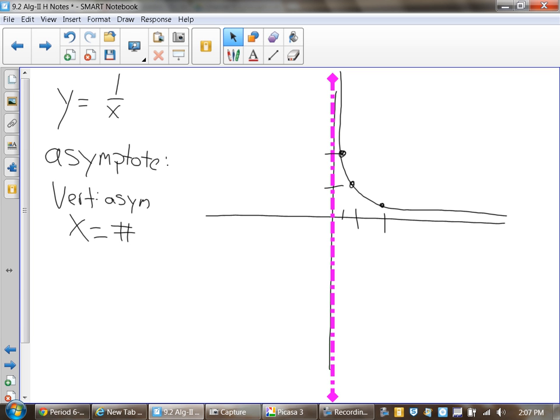I just picked easy numbers. If x is 1, y is 1. If x is 2, y is 1 half. If x is 1 half, y is 2. I just picked quick, easy numbers to work with.